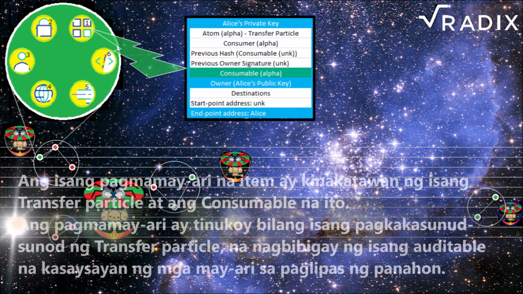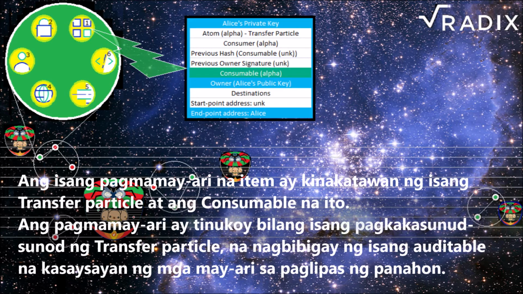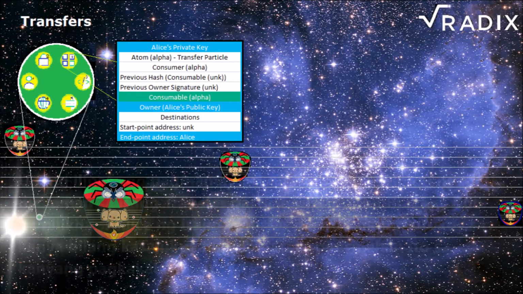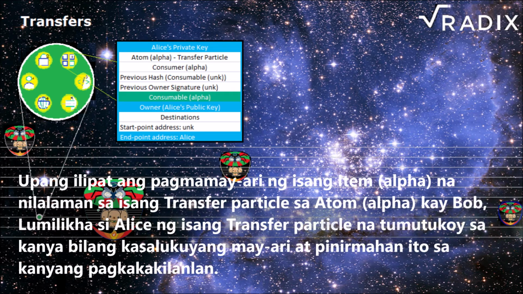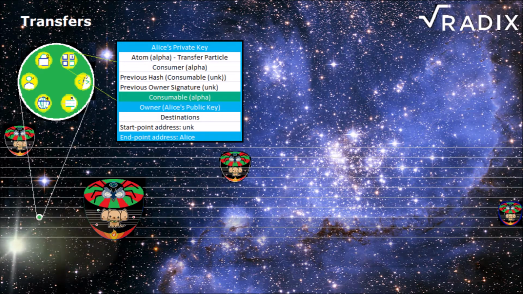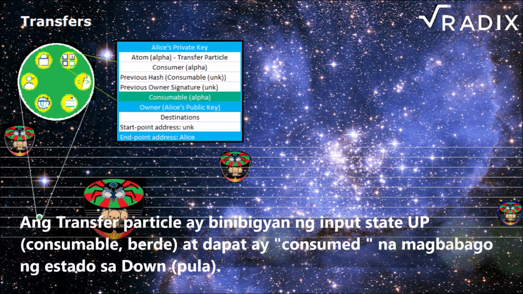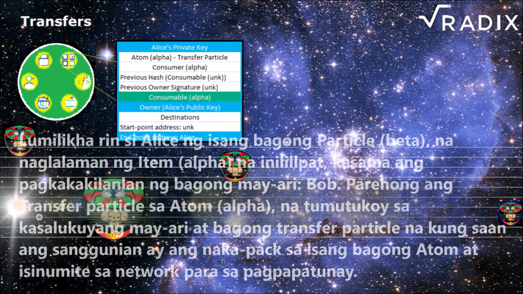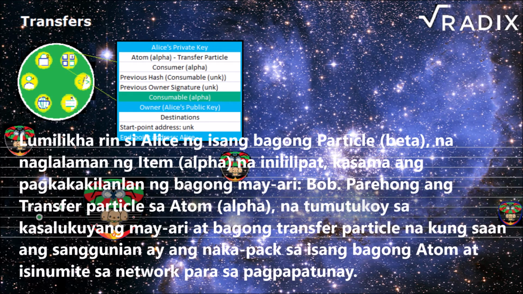A known item is represented by a transfer particle and its consumable. Ownership is defined as a sequence of transfer particles, which provide an auditable history of owners over time. To transfer ownership of an item, alpha, contained in a transfer particle in atom alpha, to Bob, Alice creates a transfer particle which references her as the current owner and signs it with her identity. The transfer particle is given input state up, consumable, green, and is to be consumed, which will change the state to down, red. Alice also creates a new particle, beta, which contains the item, alpha, being transferred, along with the identity of the new owner, Bob.